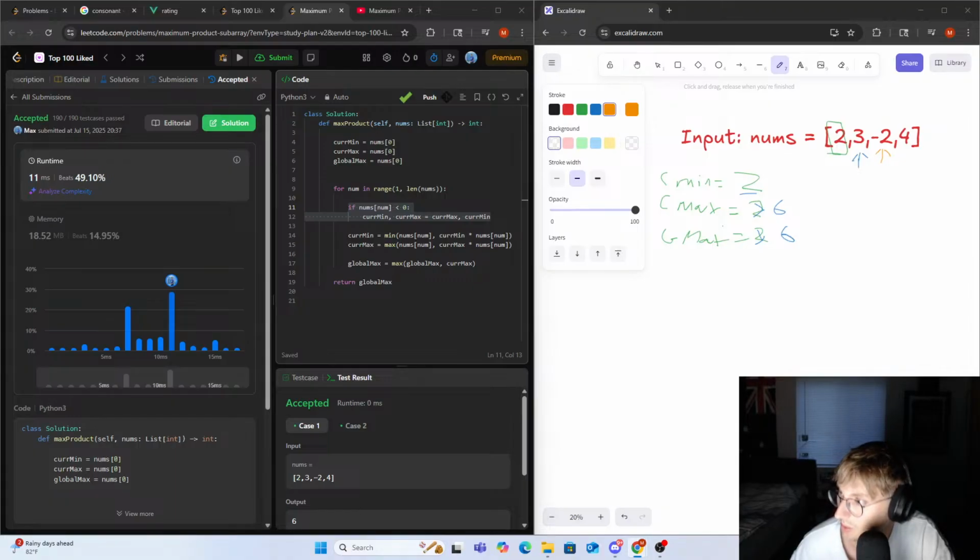So we're swapping here because with a negative, the most minimum number can also become the most maximum number for the update.